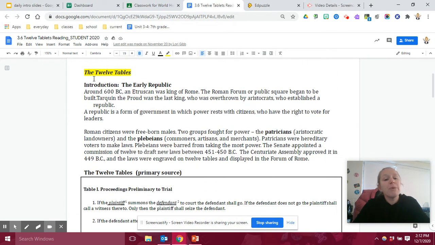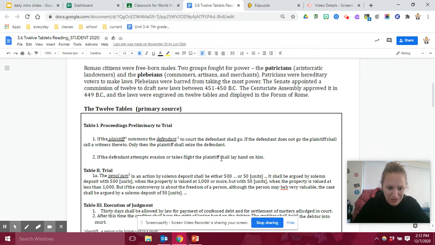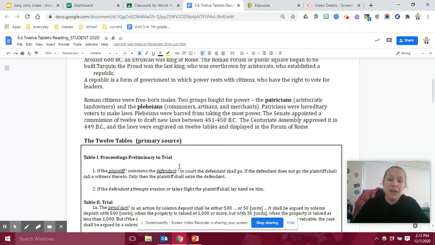So what you're going to do is read a section, then actually look at the primary source of the Law of 12 Tables. This is how it was written on those slabs of stone. Some of it's a little difficult to read, so do the best that you can. Remember, you can always go to the Read&Write extension to have that read to you.